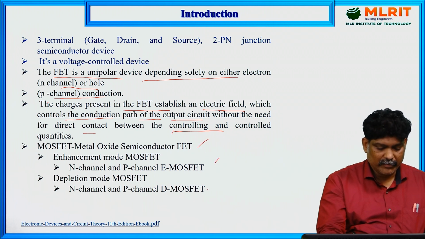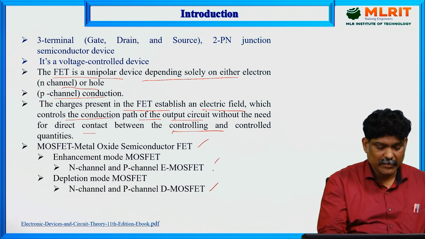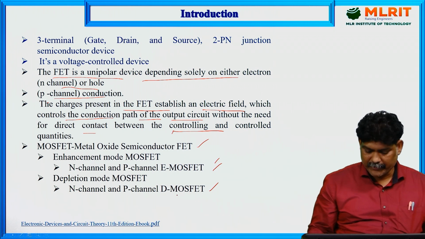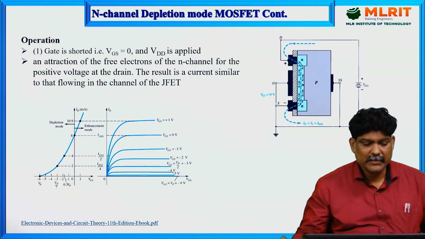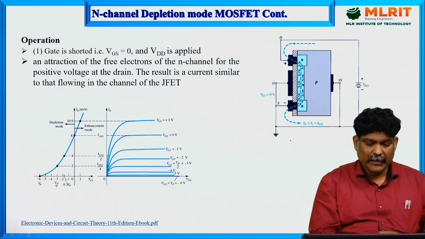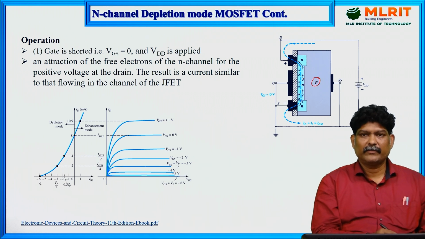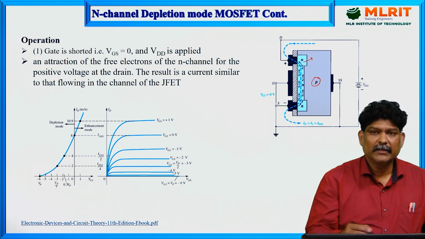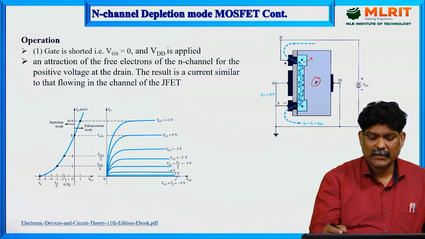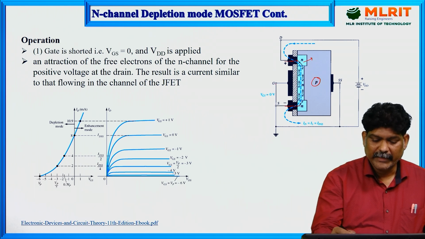Today we are going to discuss these types of MOSFETs: N channel and P channel enhancement mode MOSFET, N channel and P channel depletion mode MOSFET. First, the operation of the N channel depletion mode MOSFET. This is the setup for the N channel. For N channel we have to consider a P substrate, and on the P substrate we diffuse the N-doped material. Through these N-doped materials there are small holes, and through these holes we can form the gate.